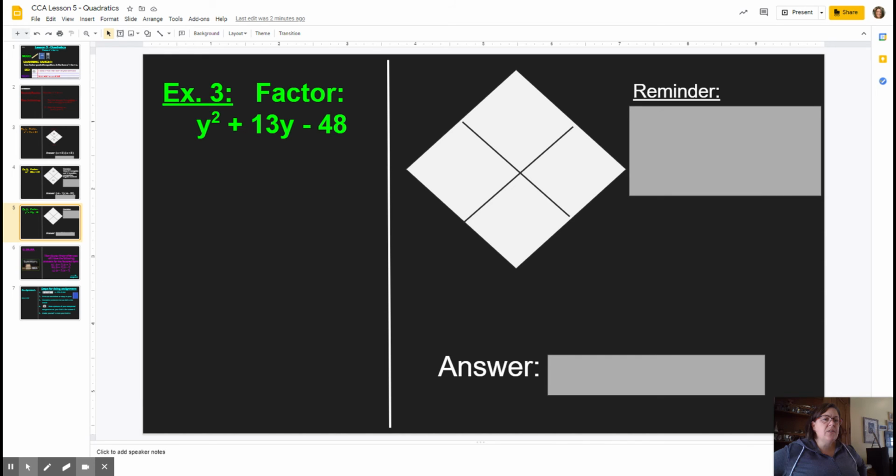All right, here's example number 3. Go ahead and unclick your raise hand button so we know. All right, so example number 3, we're going to factor y squared plus 13y minus 48. First question, what number is going to go up here in the top of our diamond?